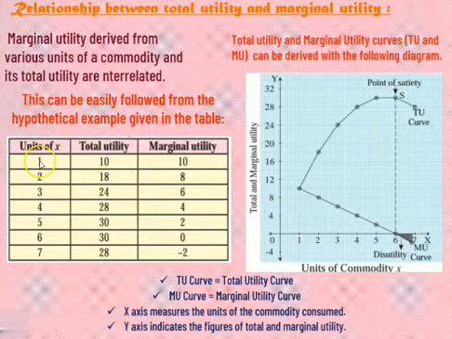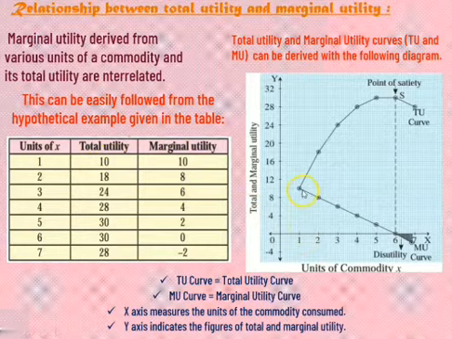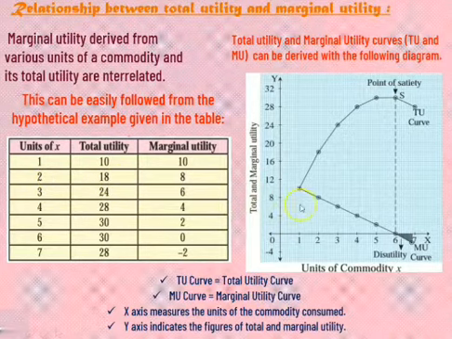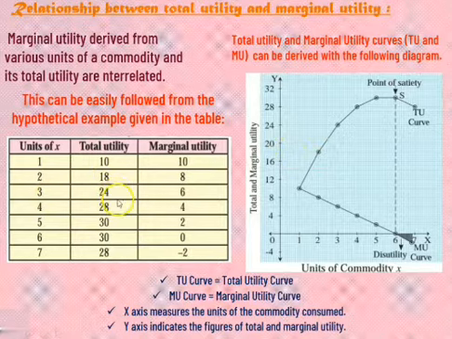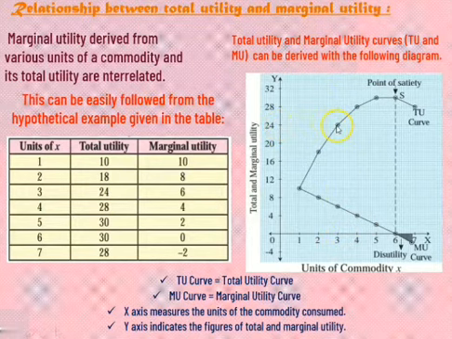Now see here, on the first unit, the total utility is 10 over here. Now see the second unit, its TU is 18. So for the second unit, the TU increases to 18, right? So 18 over here, and we have put one dot over here. The third unit TU becomes 24. So 24 is written over here. So 24 here, the third unit.